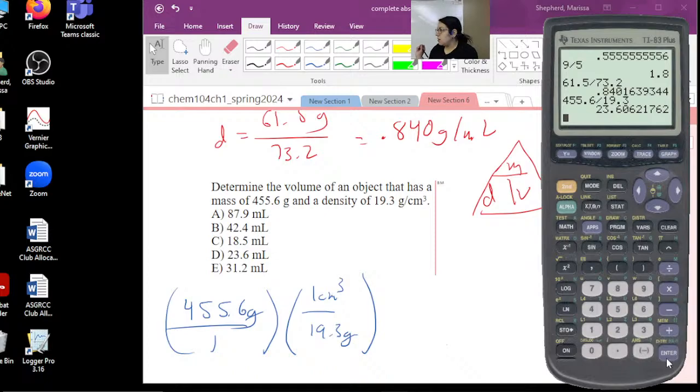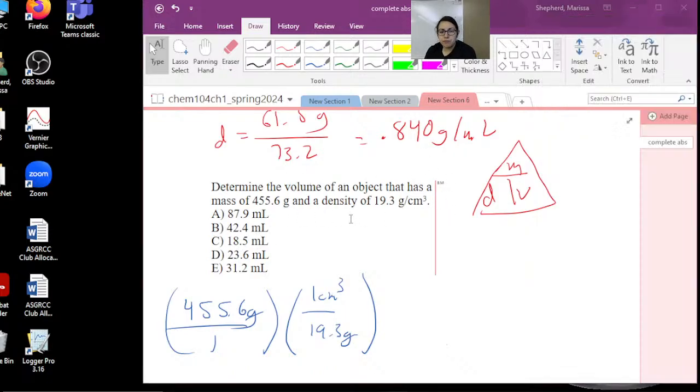And so did everybody get D for that one? See, lots of nods. So D, and yes, they have 3 sig figs on all the answers, but we're just sanity checking that it's correct. So we have 3 sig figs there, so that limits us. So that's D.